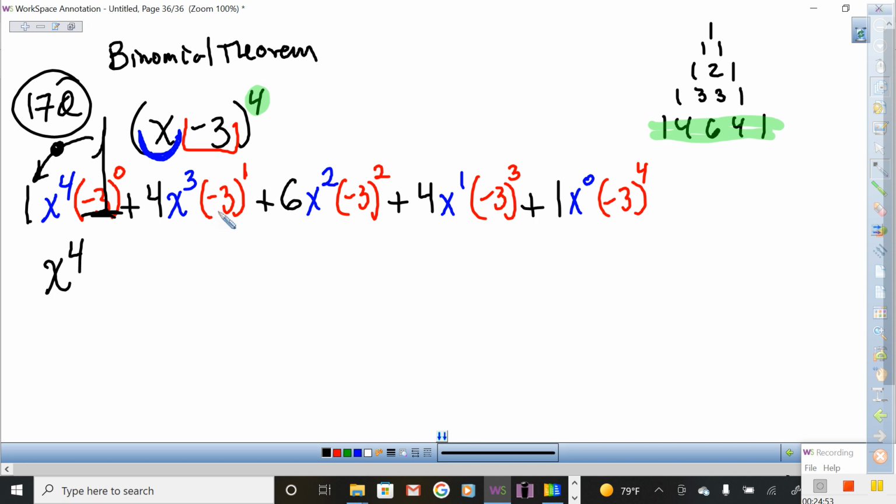Next, what is -3 to the 1st power? Well, it's still -3, Mr. Q. So what is -3 times 4? -12. Bring down the x to the 3rd.